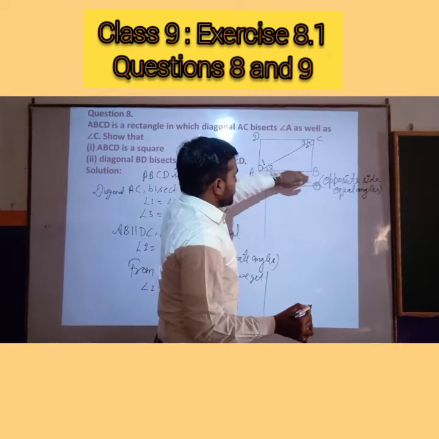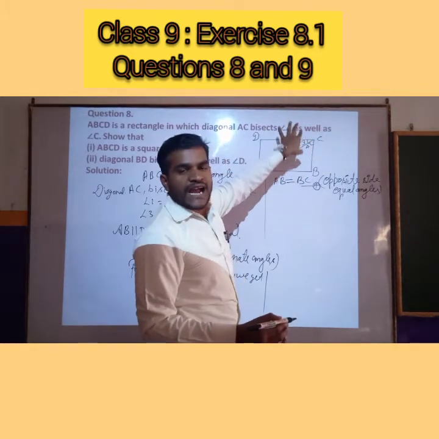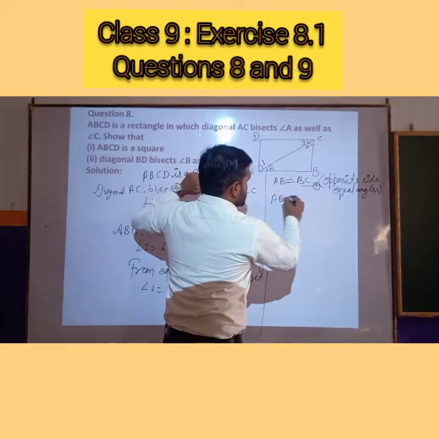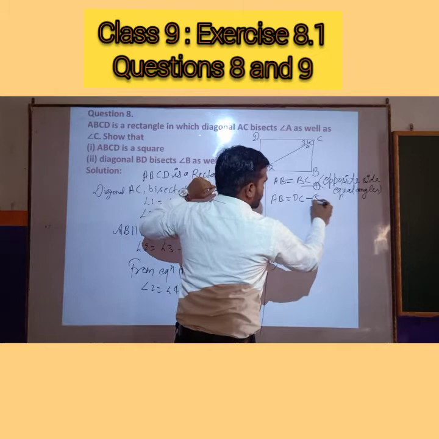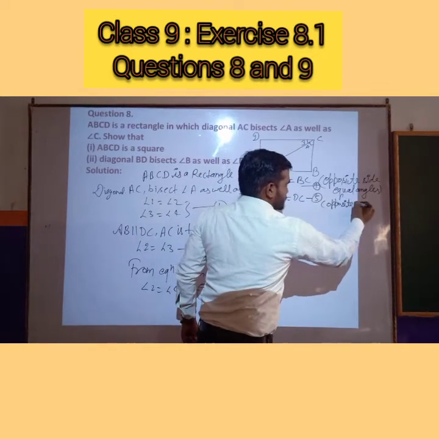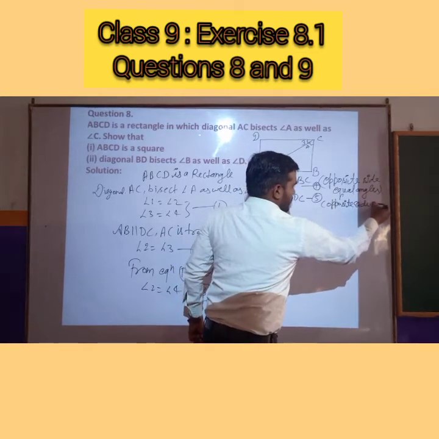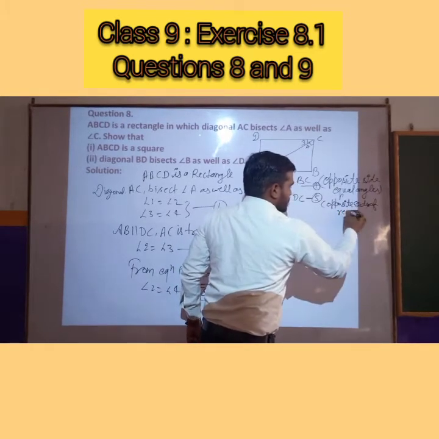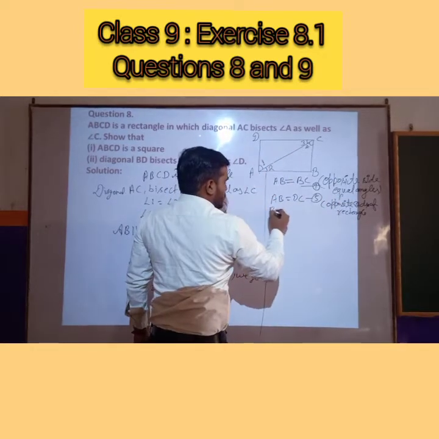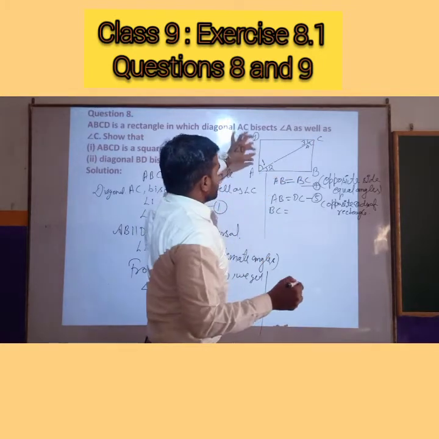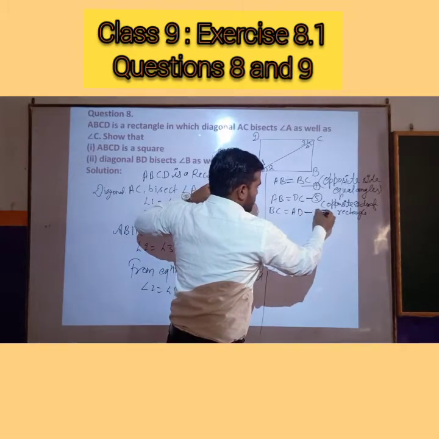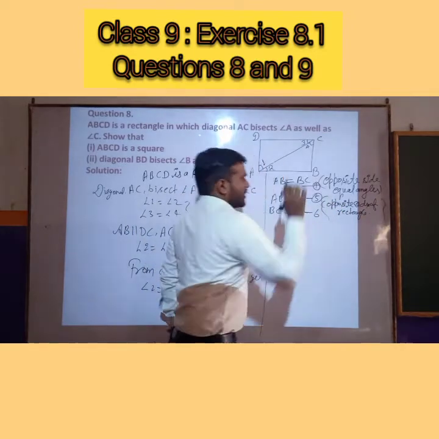Now AB is equal to BC, opposite sides of a rectangle. As we know, opposite sides of a rectangle are equal. So AB is equal to BC, equation number 5, opposite sides of a rectangle. And BC is equal to AD. This is also an opposite side. So BC is equal to AD, equation number 6, opposite sides of a rectangle.